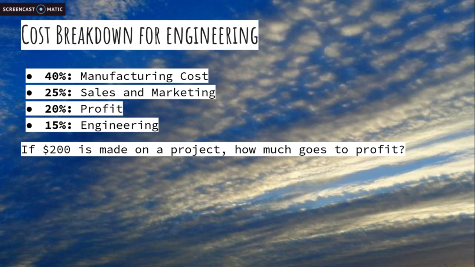Now, if $200 is made on a project, meaning they made a product and they sold it, and they got $200. They didn't really get $200 because it cost them to make that. What they actually did make is the profit. So how much would they get if going by this pie chart? 20% of $200 is $40.